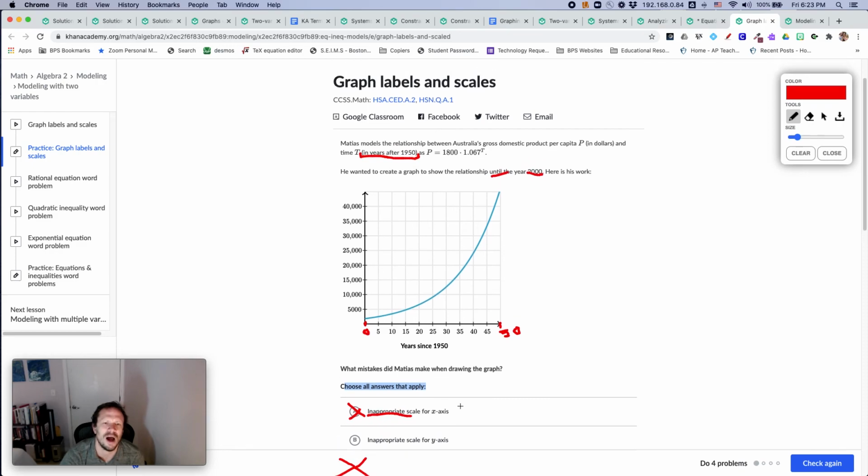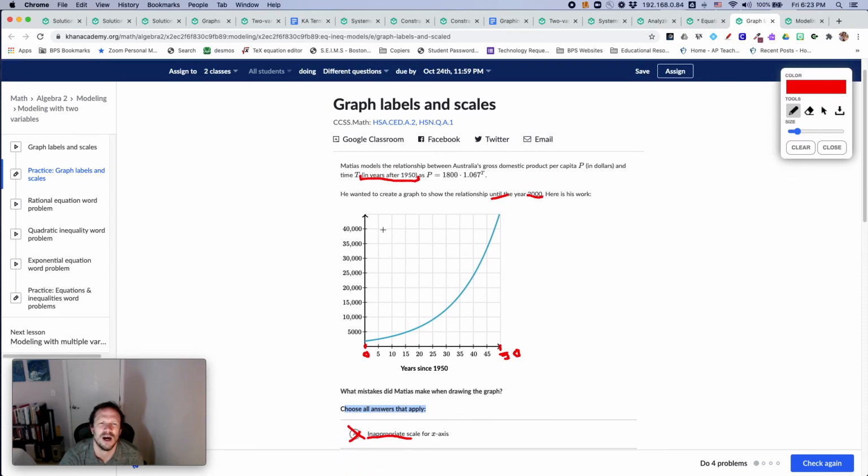Inappropriate scale for the y-axis. Now we look at the y-axis. Y starts at 0. This is by 5,000s. 0, 5,000, 10,000, all the way up to 45,000. I'm going to write a K so I don't have to draw a bunch of zeros. 45K, 45,000. You can see right here on the graph, it just barely includes the top of the graph. If I went up to 50,000, then it would go up higher.